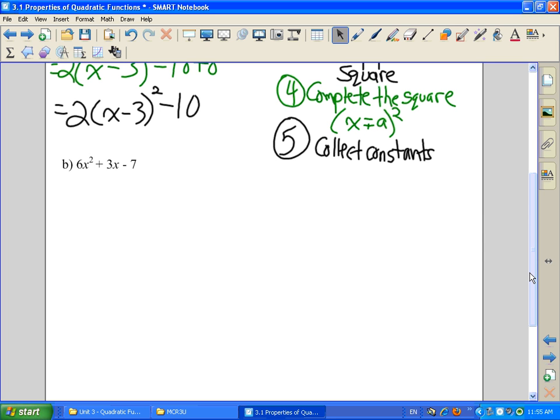Okay, so what we're going to do now is we are going to do these same steps, but I'm going to go through them with you. Okay, here we go. So looking at this expression, we're going to factor a out of the first 2 terms. So it's going to be 6 times x squared. That's the easy part. But how do you take 6 away from 3? It's actually going to be 3/6, which is simplified to 1/2 x. And then again, leave the -7 out because it's not part of your completing the square.